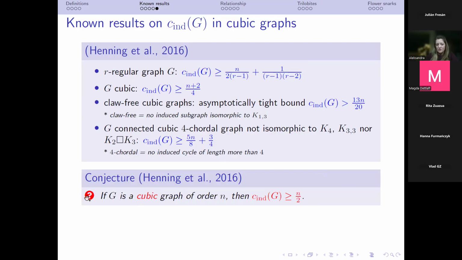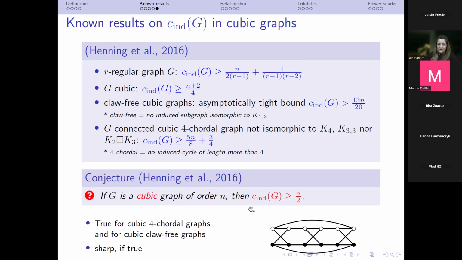And this conjecture is the conjecture that caught our attention again. So this conjecture says that if G is a cubic graph of order n, then this CIND of G is at least half of the order. Yeah, and these two families support this conjecture. And also, you can see one graph here, and this graph tells us that this bound is sharp. So, I mean, if this bound holds, it is sharp, yeah?